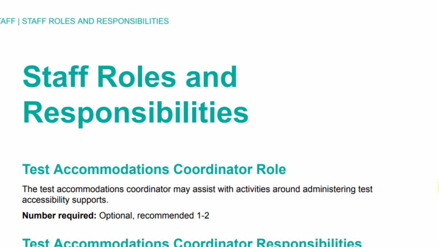All right, so this will take care of the section on staff roles and responsibilities for paper testing, and this is for accommodations and English learners. If you have any questions, please let me know.